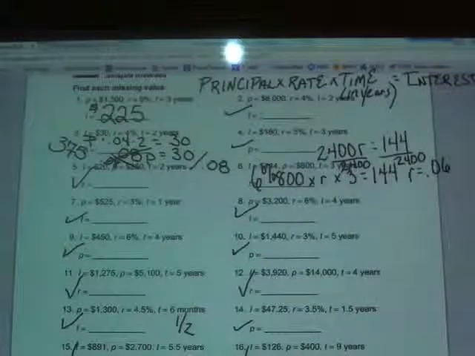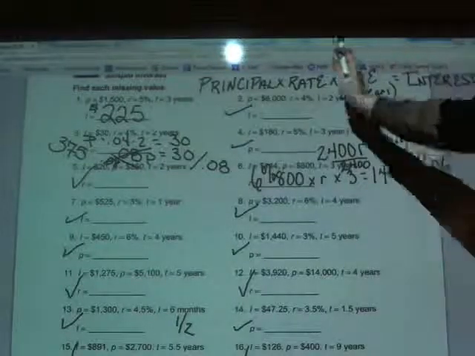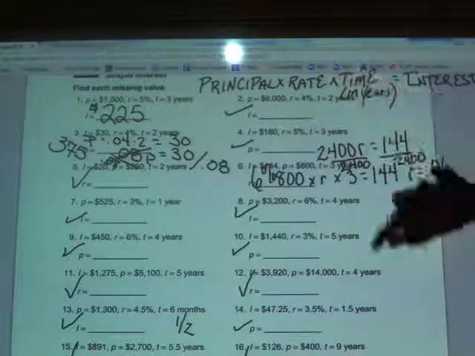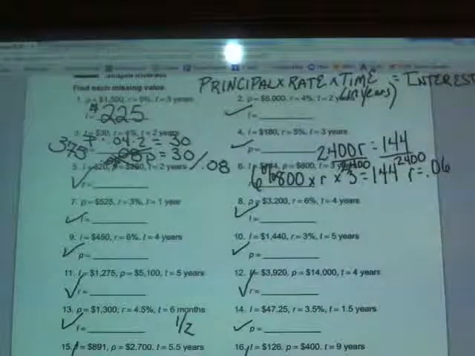And notice in none of these questions are they asking me to find T, so we don't really have to worry about that, but it would be the same idea. We'd end up, if we were trying to find T, with this setup here with the variable T here, solve the equation, and that's how you would end up finding T.